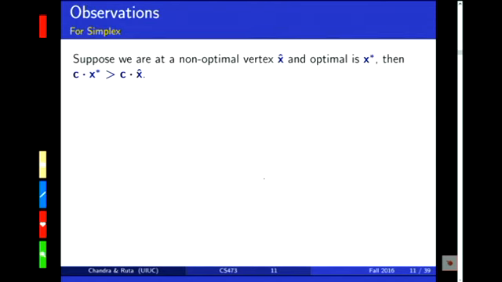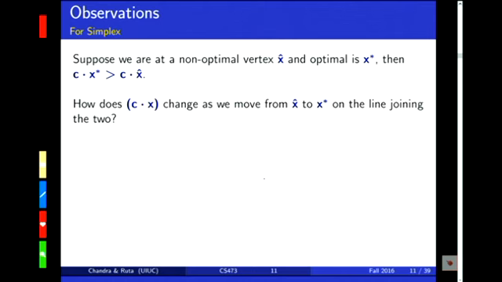Okay, so suppose we are at a vertex x hat and it is not optimal. Then we know that there exists some optimal vertex. Let's call it x star. So we know that the objective value at x star is more than the objective value at x hat. Now I ask, what happens to this objective value as we move from x hat to x star in the line joining the 2 points? So the claim is it strictly increases. Why? Because it's a linear function.